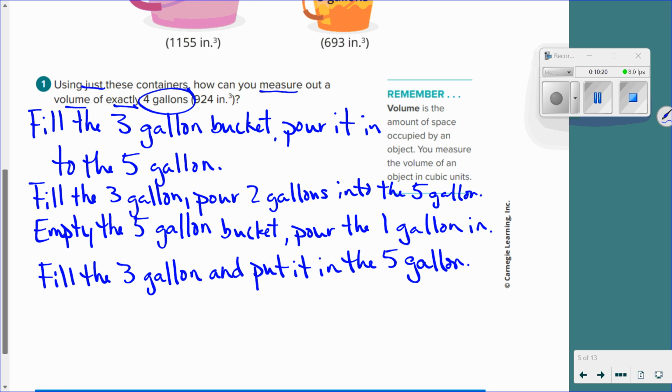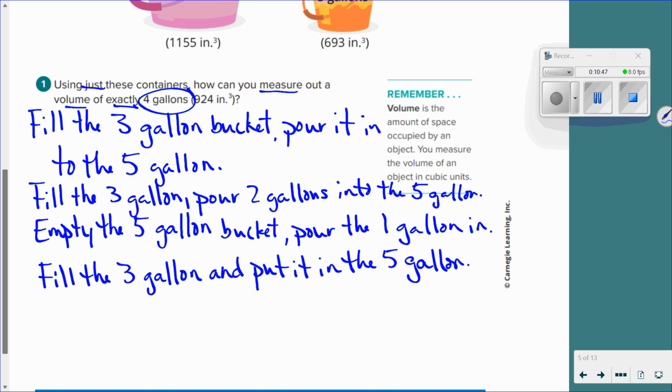How do you know how much a gallon is in the 3-gallon bucket? Because I poured exactly 2 into the 5. Because as soon as the 5 starts to overfill, I know I've done 2 gallons, yes? So if I pour 2 gallons out, how much is left in my 3-gallon? Make sense? So do you guys see the process?